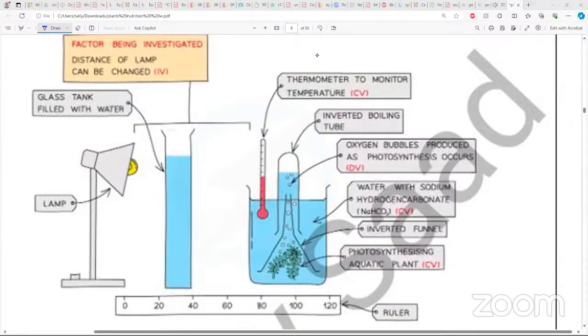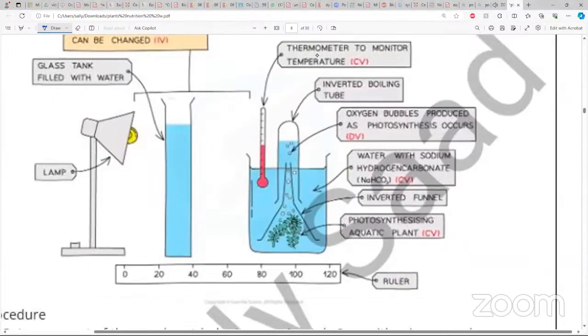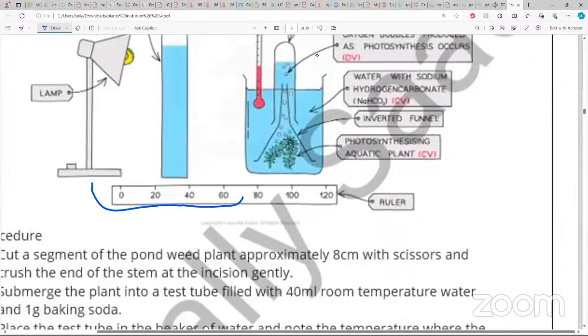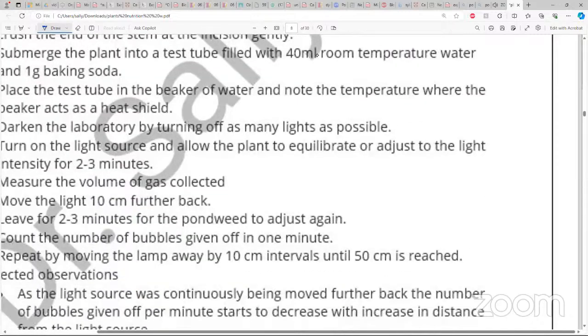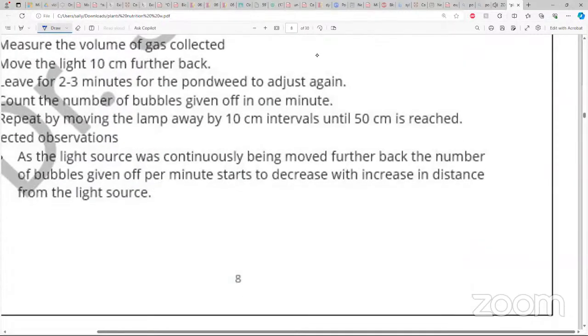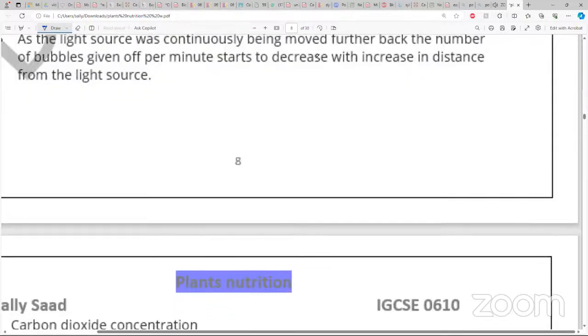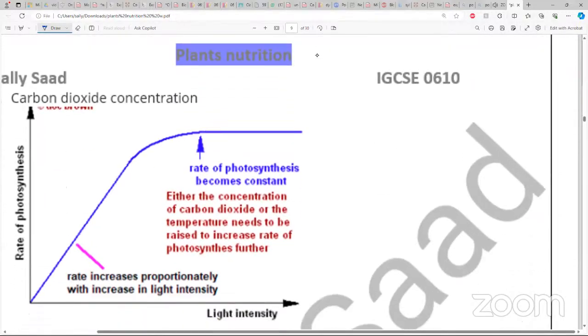Okay. Here, always we have to keep the lamp at a particular distance from the plant. If I increase the distance, the light intensity will decrease. If I decrease the distance, the light intensity will increase. You got it?